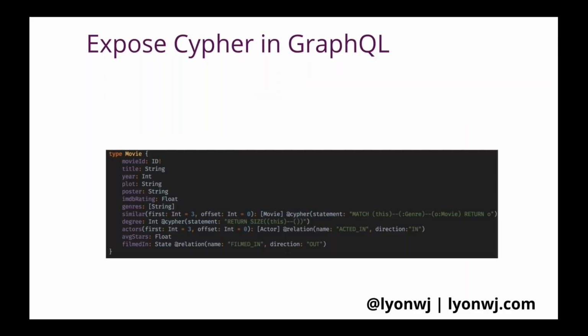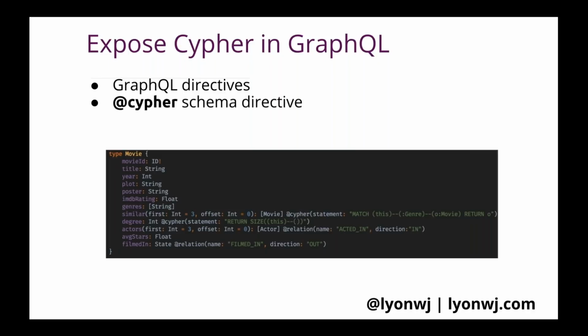Now, the other thing that we wanted to explore is exposing Cypher in GraphQL. So how do we do this? Well, we use this method in the GraphQL specification for extensibility called a directive. So a directive is a way of annotating a GraphQL field. In this case, we use a Cypher schema directive. So in the GraphQL schema definition, we annotate a field with a Cypher query that then maps that field to the results of that Cypher query.